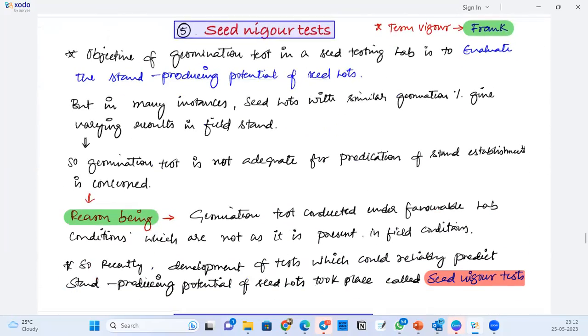Next is about the vigor test. The term vigor was given by Frank. What is the objective of germination? Its objective is to evaluate the stand producing potential of the seed lots.